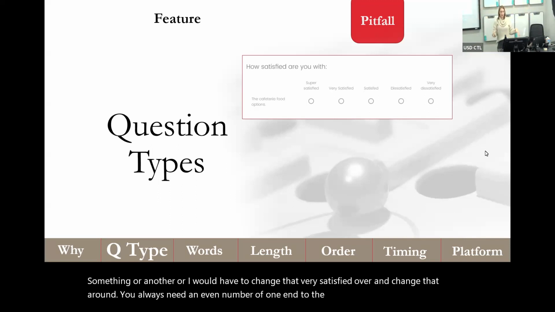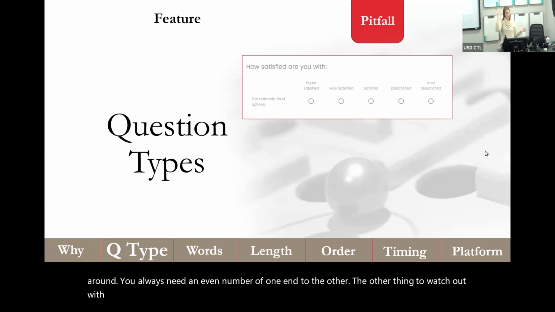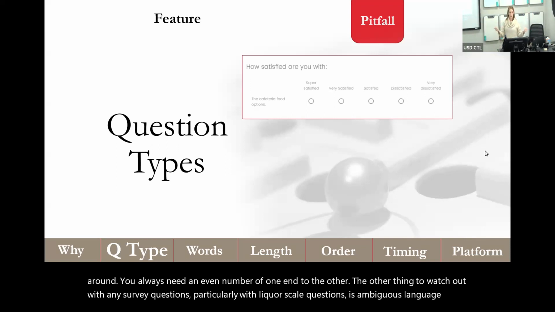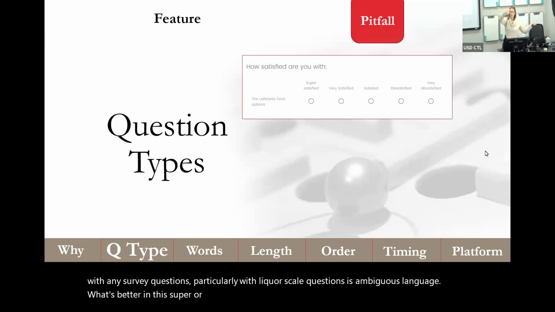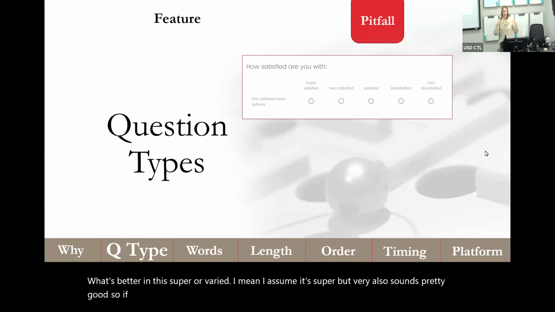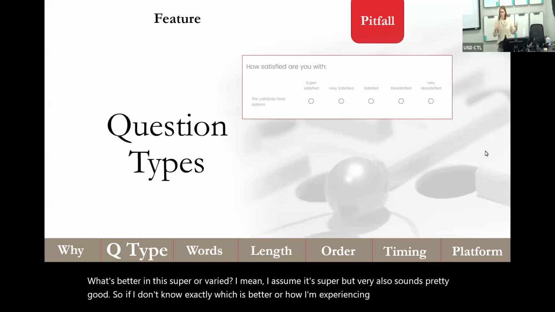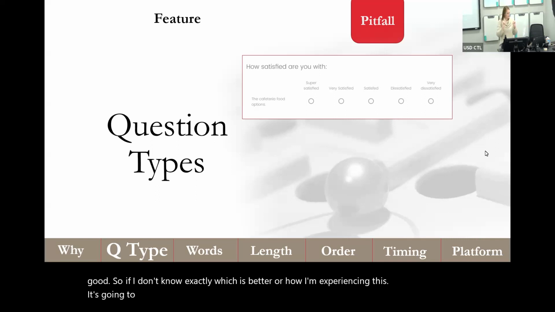The other thing to watch out for with any survey questions, particularly with Likert scale questions, is ambiguous language. What's better in this, super or very? I assume it's super, but very also sounds pretty good. So if I don't know exactly which is better or how I'm experiencing this, it's going to be bad and muddled data.